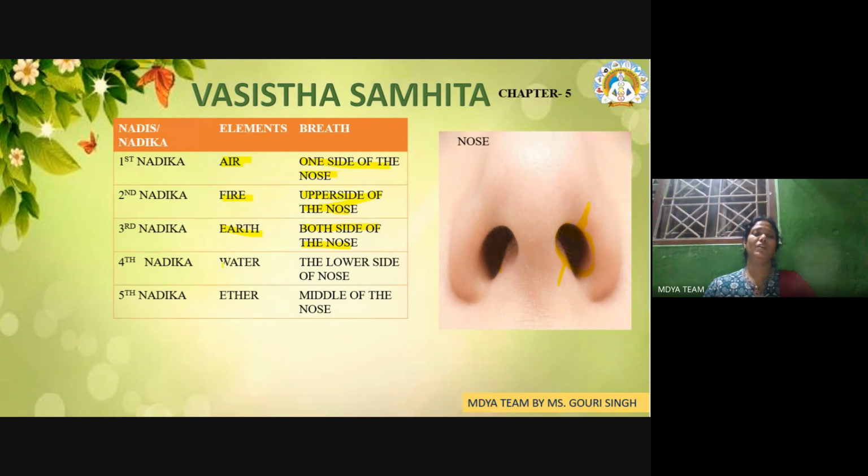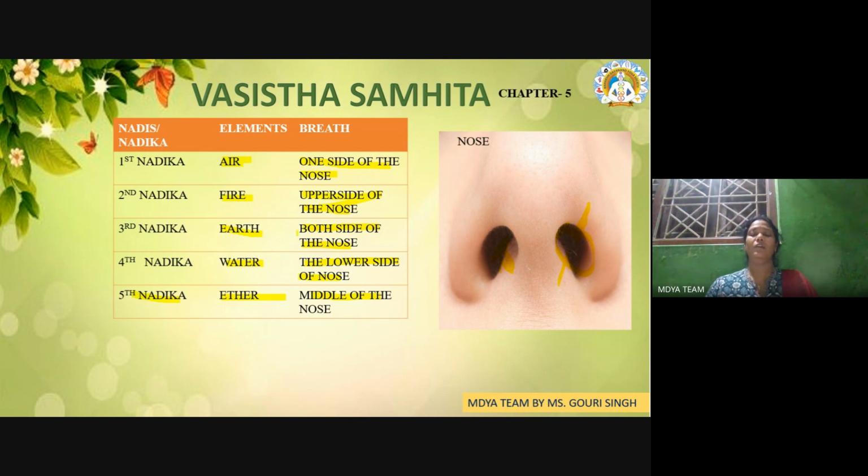And the fourth one is the water element. How do you know that the water element is higher in your body? The lower side of the nose will be active; breath will be taken through the lower side. Lower side means this side. And the fifth nadi is ether, that is the ether element, in the middle of the nose. When your ether element is higher, you are taking the breath inside, in the middle of the nose. So it is not specified in any other way, but you can know which element is higher in your body, and which nadis are active, through your breath counting.